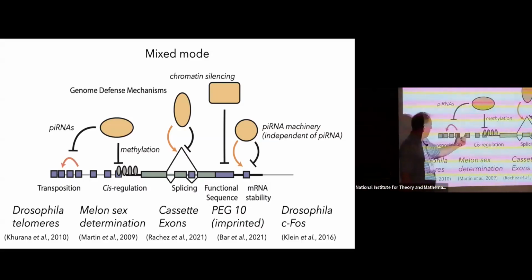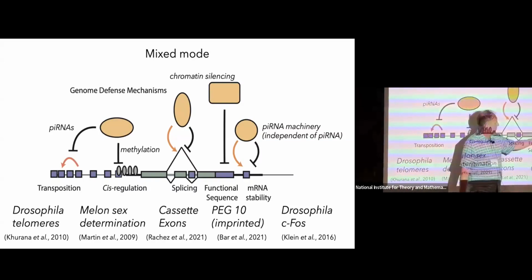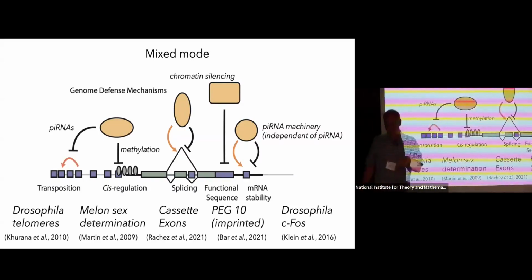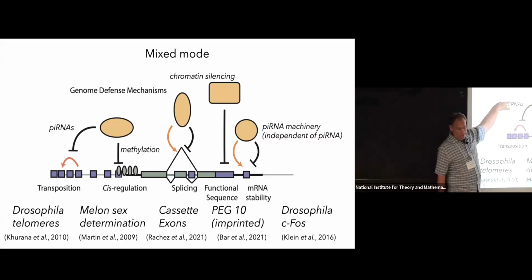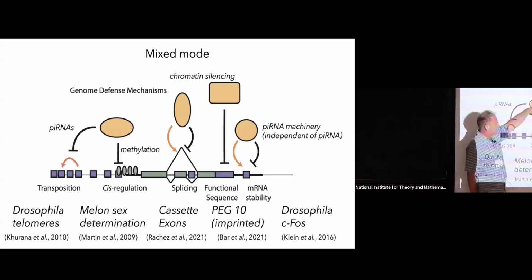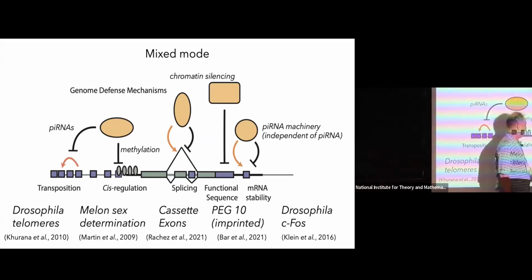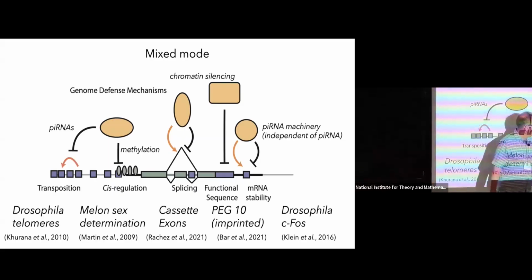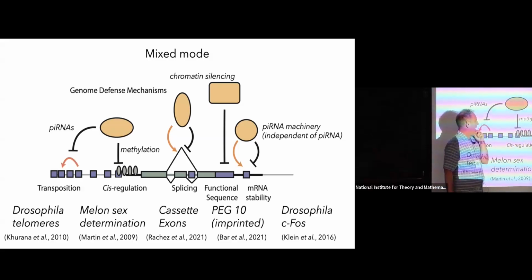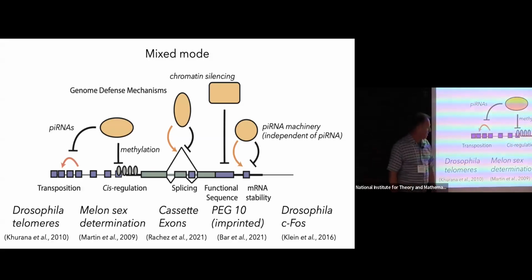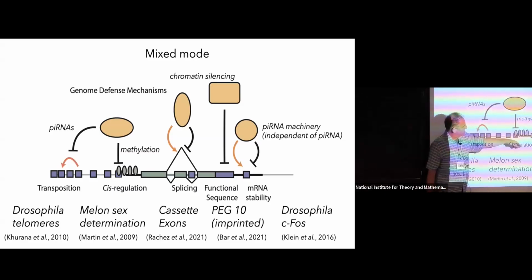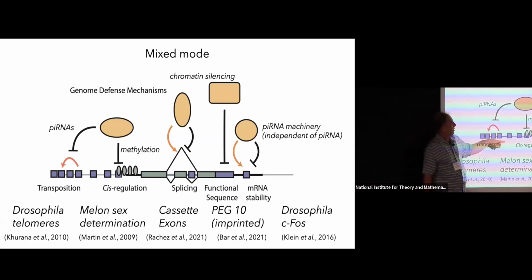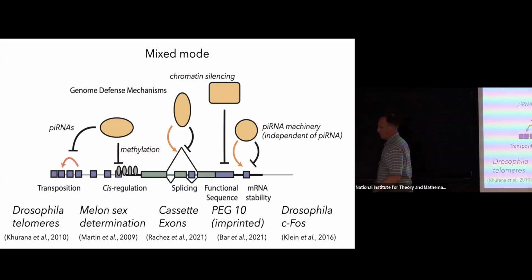These are all TE fragments that mediate these different functions, but the way in which they mediate these different functions actually seems to depend oftentimes on the host regulatory machinery itself. So PEG10 is an imprinted gene that's regulated by chromatin silencing, and there's a lot of other interesting things. The Mellon sex determination is a transposable element insertion, but the way in which it mediates sex determination depends on DNA methylation.